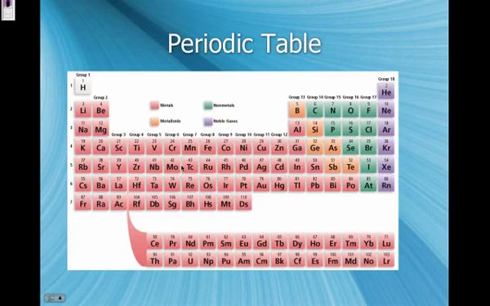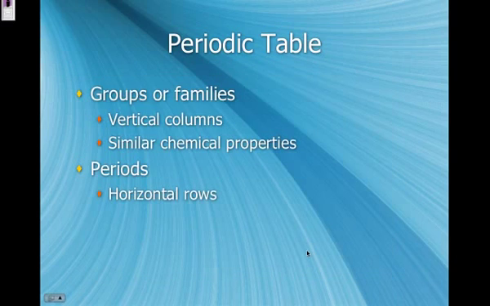Okay, so the periodic table, you guys know what it looks like. We're going to go through some different characteristics of the periodic table. There are groups or families, which are all the vertical columns. If you go down the column, those are called a group or family. We will usually call them groups. We use that terminology more. And those elements in that group have similar characteristics.